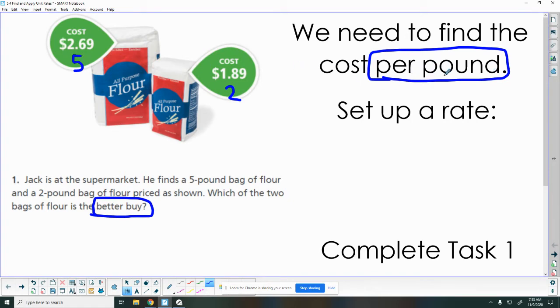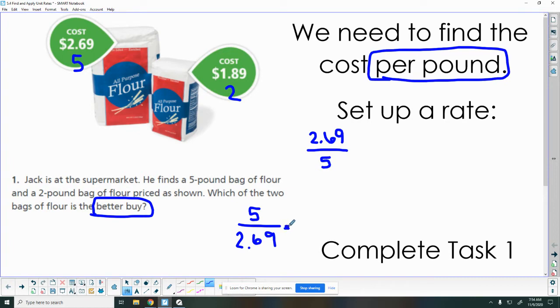So I'm dividing by the pounds. So if I have my cost here, I put that on top. So $2.69, and I'm going to divide that into 5 groups to see how much every pound costs. If you set it up backwards and I say I have 5 pounds and I'm dividing it by the money, you are going to get a completely different answer and it's not going to make sense.